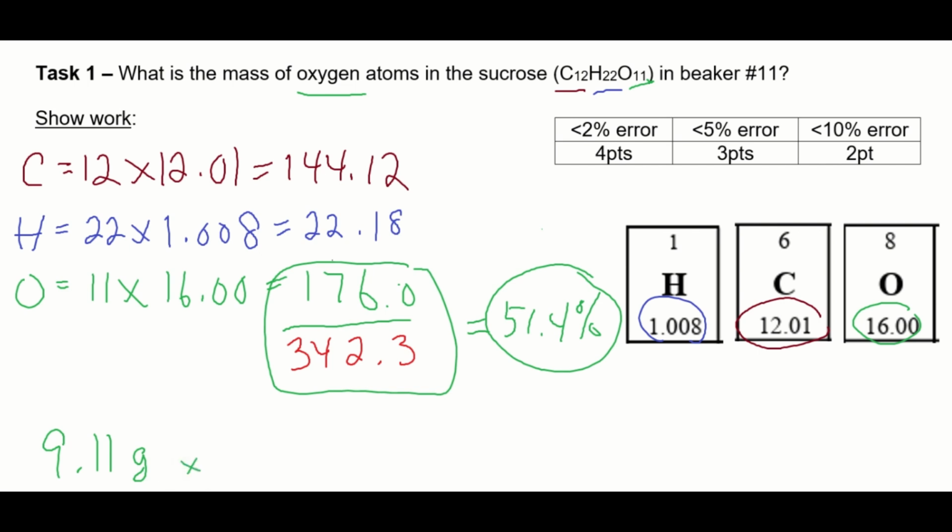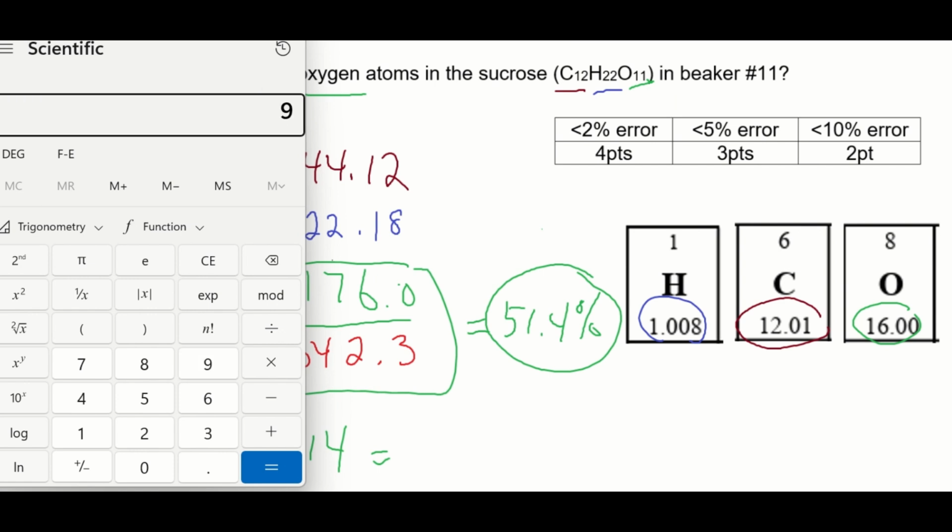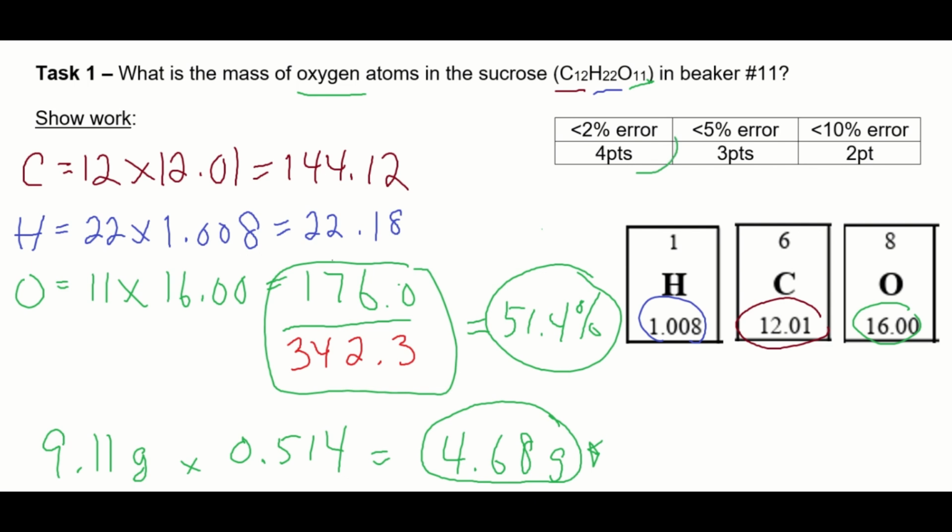So I'm just going to multiply that by 51.4%, and in decimal form that's just dividing that number by 100 to get the decimal form, or you can hit your percent key on your calculator. And so my answer is 4.68 grams. And if that fell within 2% error, then that would have gotten me 4 points.